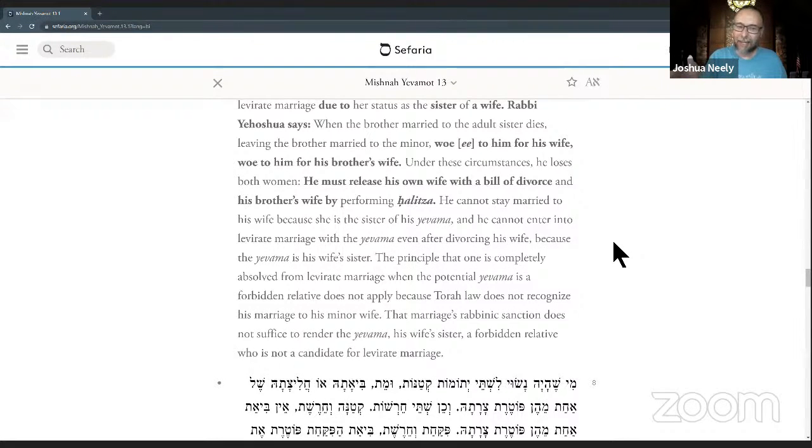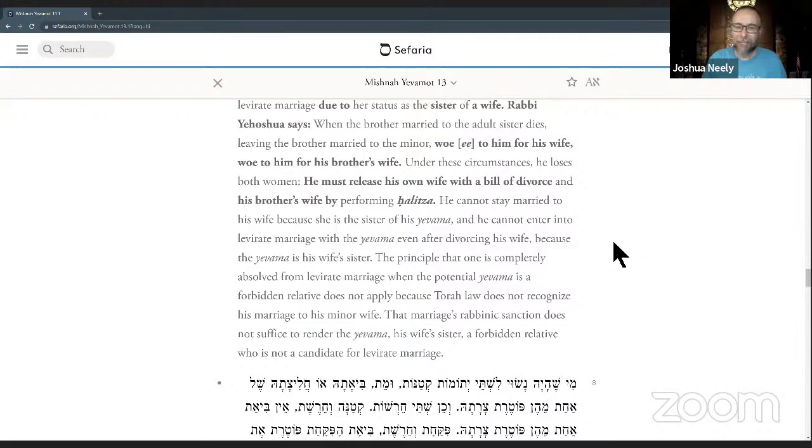And he cannot do a full levirate marriage with the widow because, actually, I forgot that this one explains it much better. Right? That he can't marry the levirate widow, as the commentary will explain probably in fewer words than me. He cannot stay married to his wife because she is the sister of his Yevamah, and he cannot enter into levirate marriage with the Yevamah even after divorcing his wife, because the Yevamah is his wife's sister.